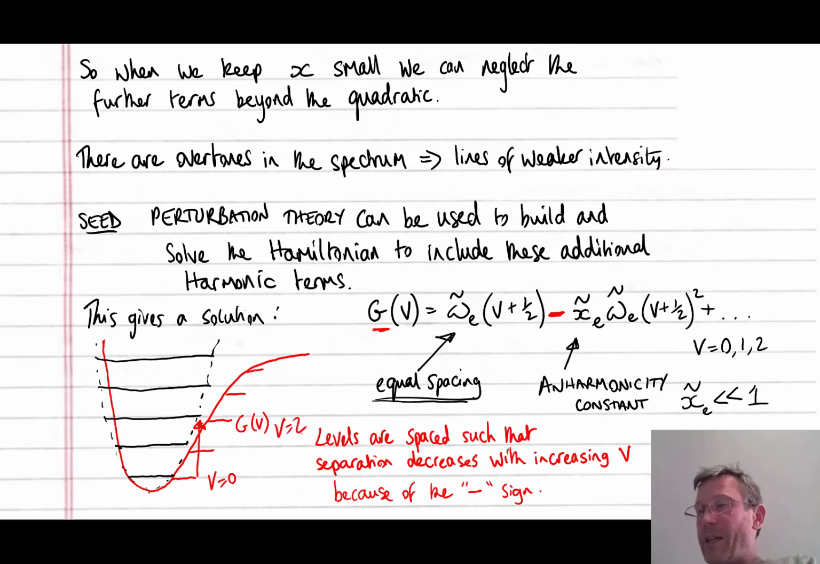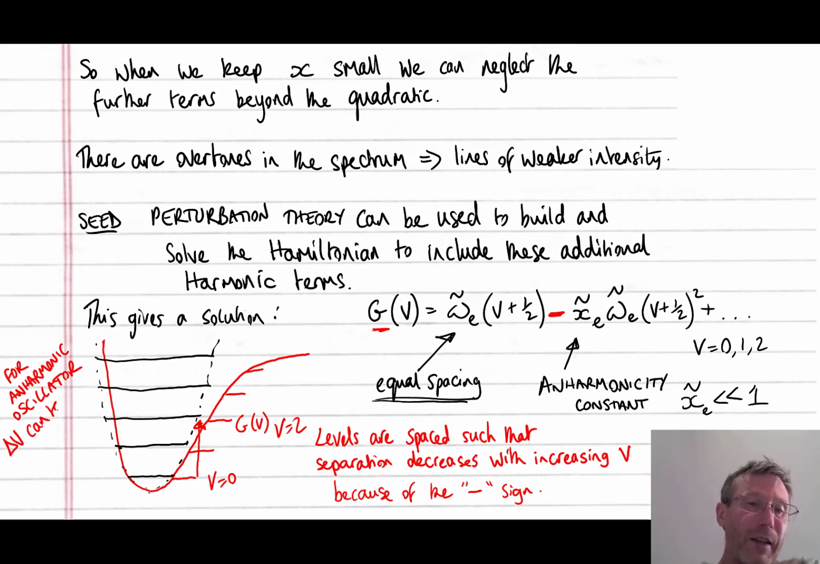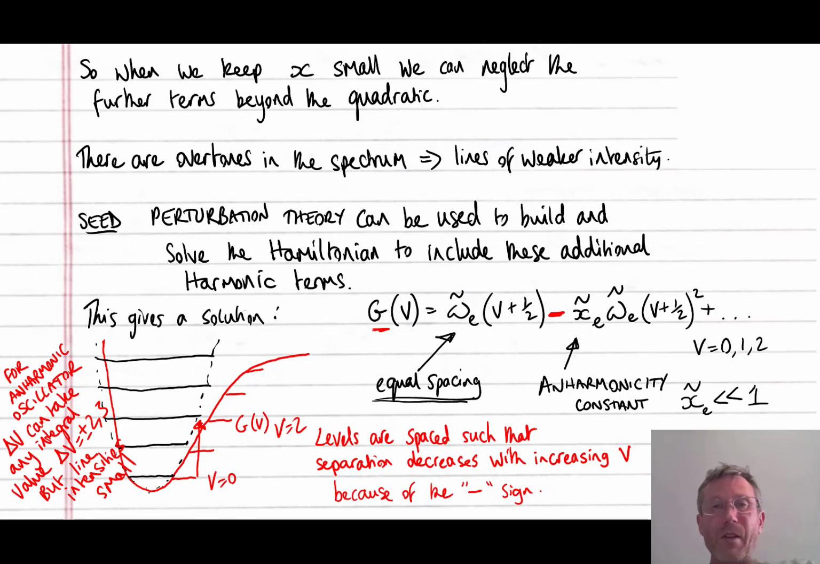So for an anharmonic oscillator, delta v can take any integral value. Delta v could be equal to plus or minus 2, 3, etc. But line intensities are small. Okay, I'm going to stop at that point.